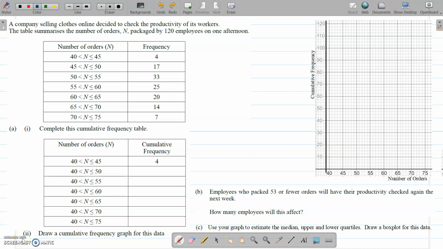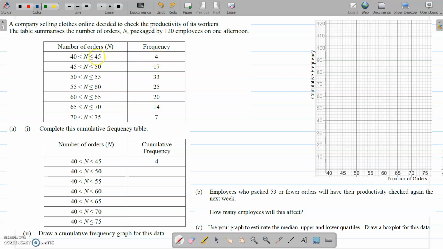Welcome to this video on cumulative frequency. Now we have a question here about a company selling clothes online, and they are checking on the productivity of the workers. And this data shows the number of orders packaged by the workers.